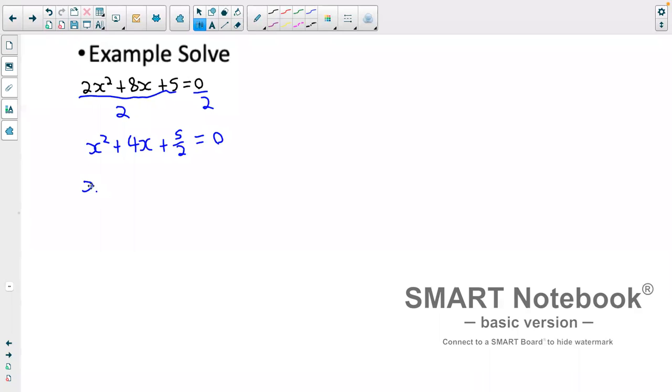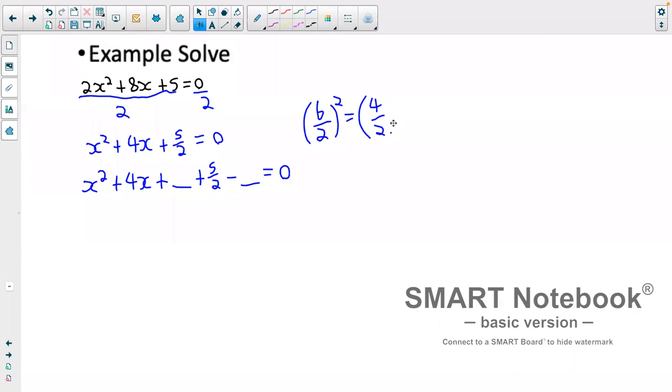So now I'll rewrite this with blanks. So x squared plus 4x plus a blank plus 5 over 2 minus a blank equals 0. In our blank is our b over 2 squared. So we have 4 divided by 2 squared. So that is 2 squared, which is 4. So we have plus 4 and minus 4.